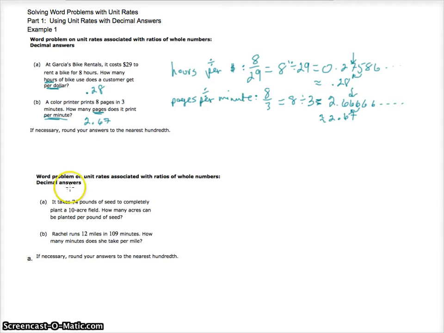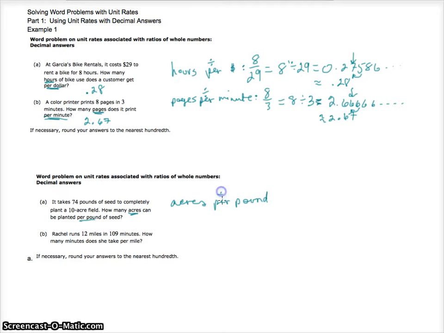Let's look at another example. It takes 74 pounds of seed to completely plant a 10-acre field. How many acres can be planted per pound? So I want to know acres per pound. Acres per pound.